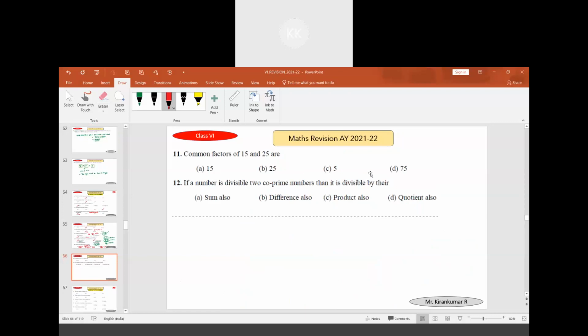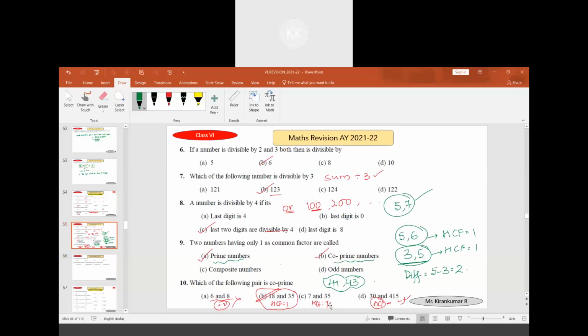The common factor of 15 and 25 is 5. Students ask for the 10th question. In the 10th question, in option A, option C and option D, the highest common factor is not 1. In option B, the highest common factor is 1. That is why it is co-prime.